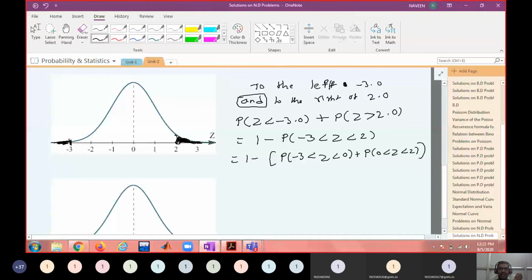Now I will convert negative values to positive values using symmetry. So the probability from minus 3 to 0 is the same as the probability from 0 to 3. So I will write it as the probability that 0 less than z less than 3, plus the probability that 0 less than z less than 2.